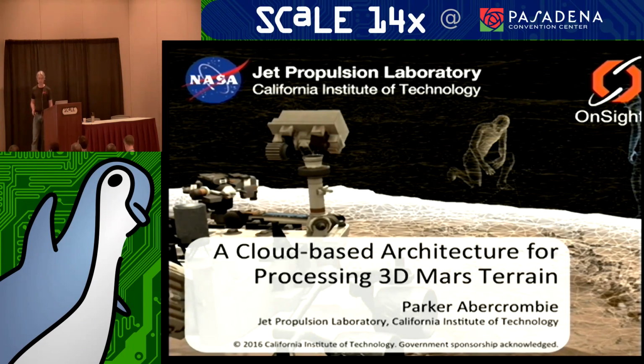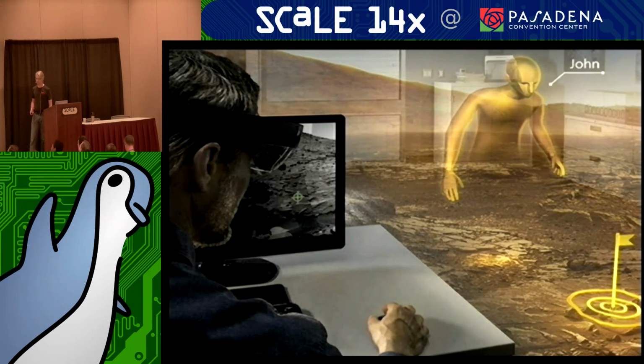So the project that I'm going to be talking about is called OnSite. OnSite was developed as a collaboration between JPL and Microsoft, and it allows scientists and engineers to work on Mars through the power of virtual reality. The way this works is the user puts on a virtual reality headset, and we use the HoloLens device from Microsoft, and then they see Mars around them in their office, and they can walk around and explore the scene as if they were actually there.